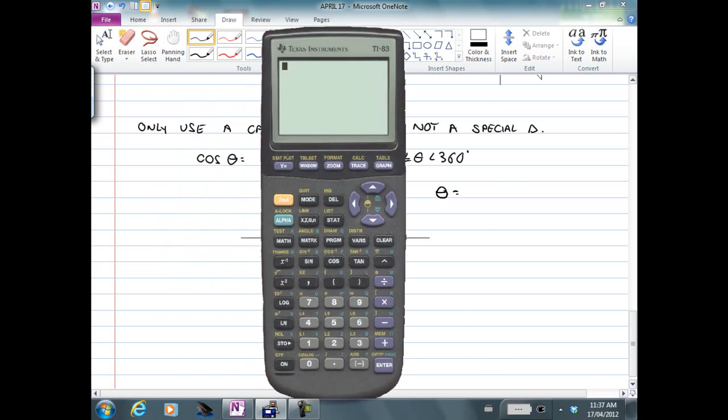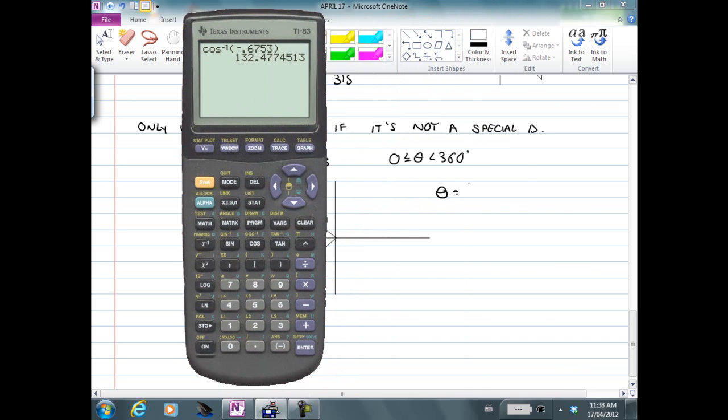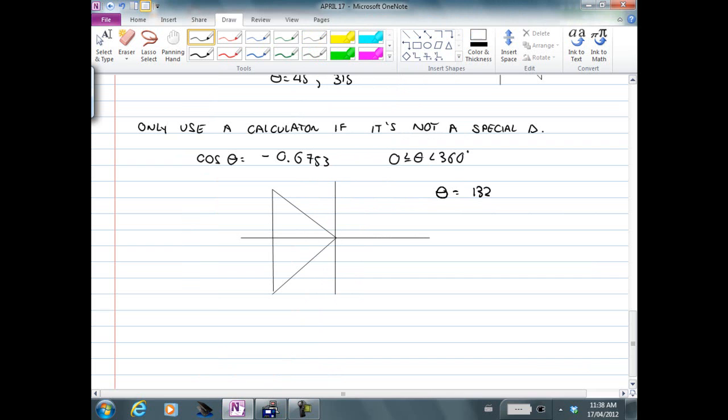So I'm going to go second cos, negative 0.6753. You should have 132.47. So let's write this down. My first theta is 132.47 degrees, which is roughly from here.